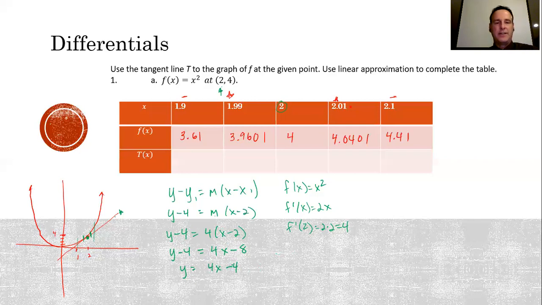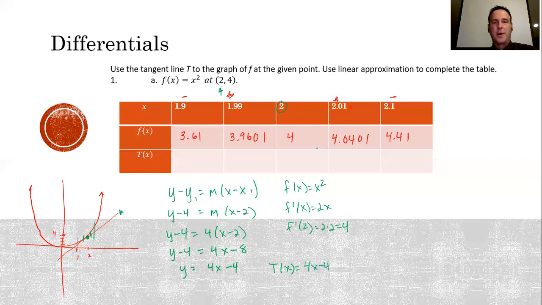All right, now why is that important? Well, they call this T of x, that's what this is. And they call it T of x because this is the function that's the tangent line that is tangent to this parabola at the given point they asked for, which is 2, 4.